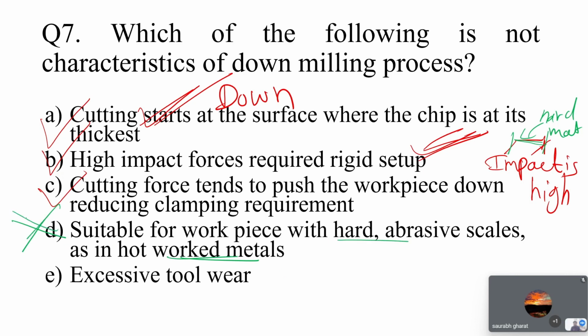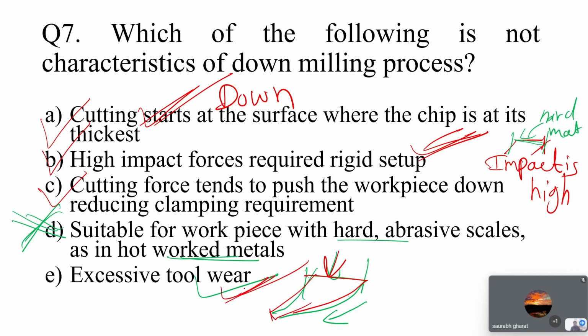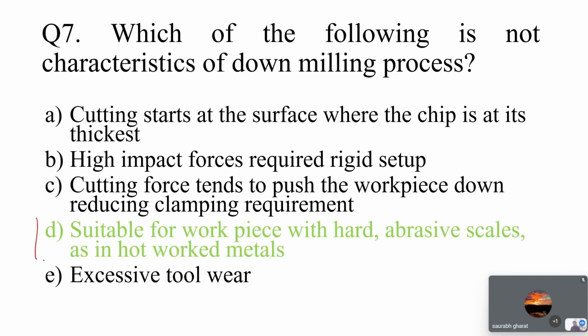So this is wrong. The excessive tool wear is correct because again the main concept is what we are doing. We are having this much thickness, and this is going like this. So this is our motion. Right? Everything is happening due to this only, and due to this thing the excessive tool wear isn't there. Okay. So this is your correct answer. This is not.